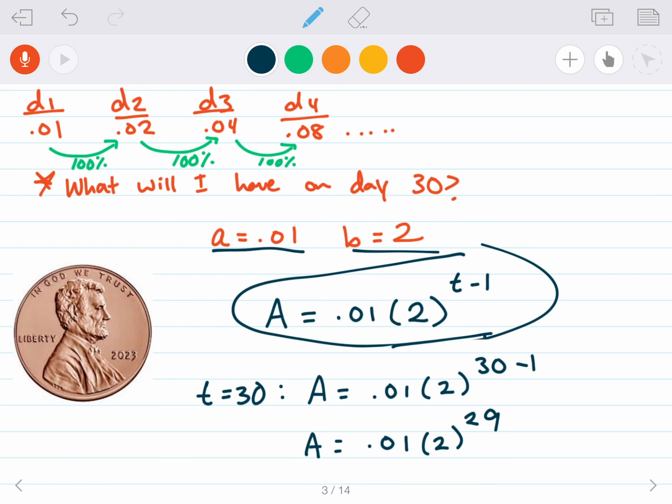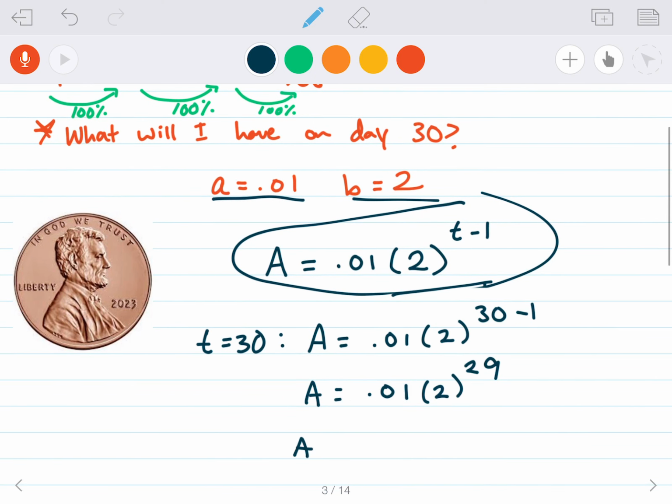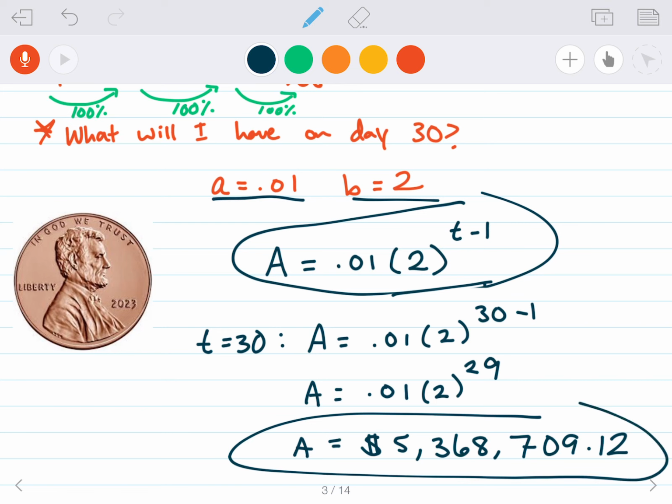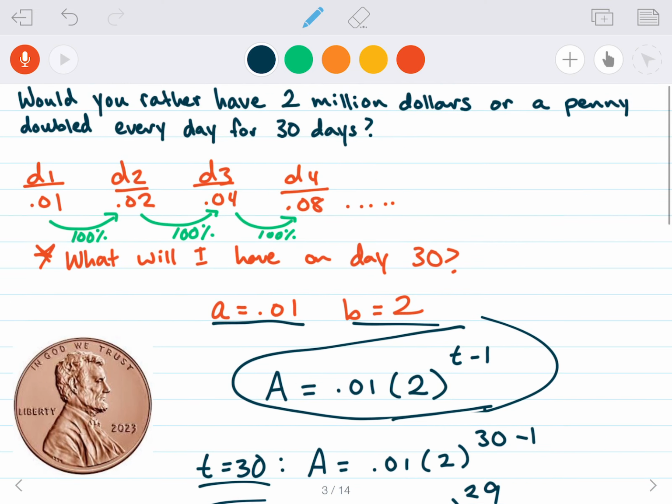And when I put this in my calculator, I get $5,368,709.12. So this is on day 30. So what's the better deal? You should double the penny for 30 days. This is much more than $2 million.